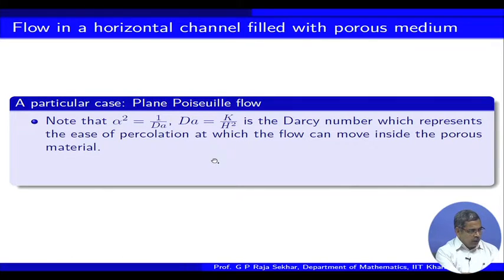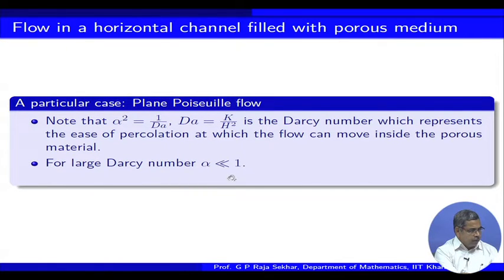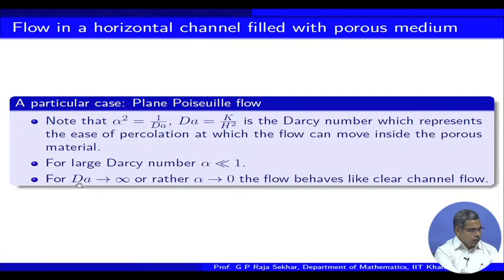Already I have indicated you have a porous packing. If permeability is large, we expect a clear flow scenario. If permeability is small, then no flow. For the large permeability case, we would like to compare our results with plane Poiseuille flow. So, this is the Darcy number. For large Darcy number, alpha is much less than 1. These two are equivalent, like the asymptotic case of Da goes to infinity or alpha goes to 0. So, the flow behaves like a clear flow channel.